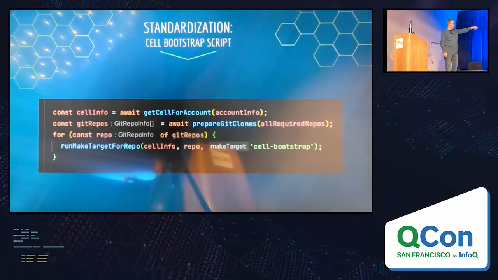And then we've got a loop. We just loop over the Git repos in the correct order. And for each one, we run this make target called cell bootstrap. So with this simple little 5 lines of code, I now have this super generic way to just walk through all of the components of my application and deploy a new cell of it. And this is really generic and really extensible as we add new components to the system.